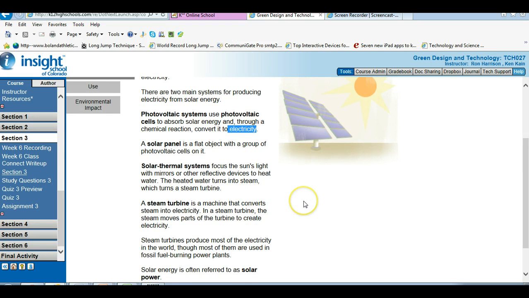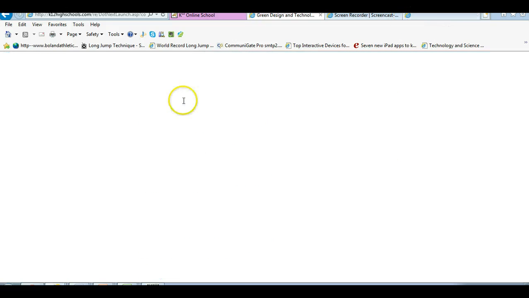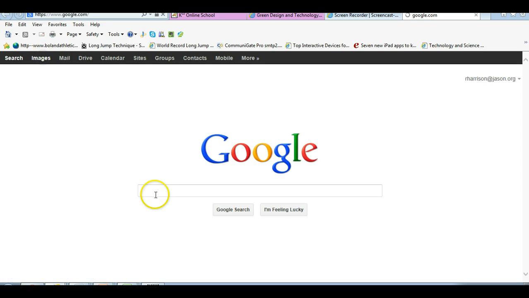Then the other way is that solar thermal systems, meaning they collect the sun's heat, then the heat turns water into steam, and then the steam turns the turbine. So a steam turbine is a machine that converts steam into energy. In a steam turbine, the steam moves different parts of the turbine. Let's see if I can find a sample of a steam turbine. Picture of one, I'm sure I can. Do a quick Google image search here.